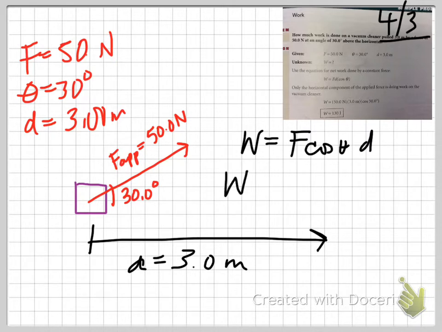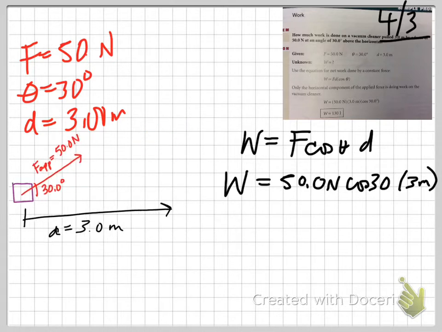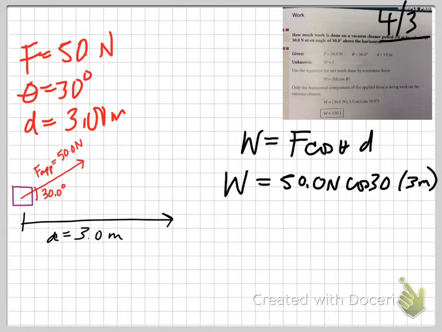So the work done on the vacuum would be equal to the 50 newtons of force times cosine of 30 times 3 meters. And I blew my sig figs there, but you'll have to forgive me. Well, you don't have to forgive me, but I'm not going to fix it. And I'm going to do this for myself, like I said, because of my fundamental lack of trust in authority.